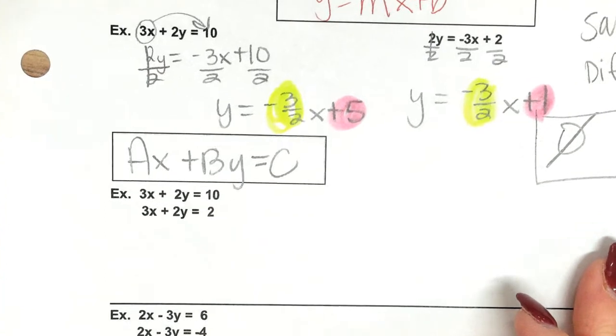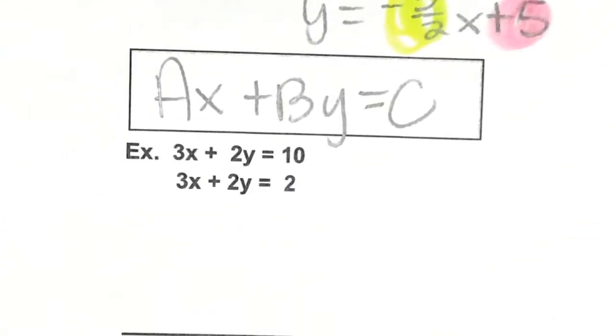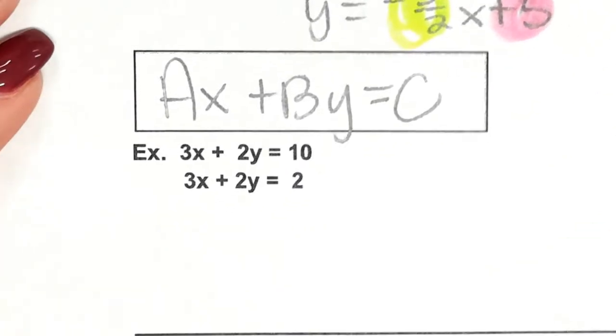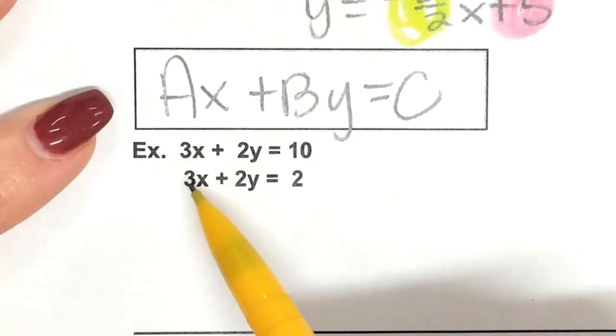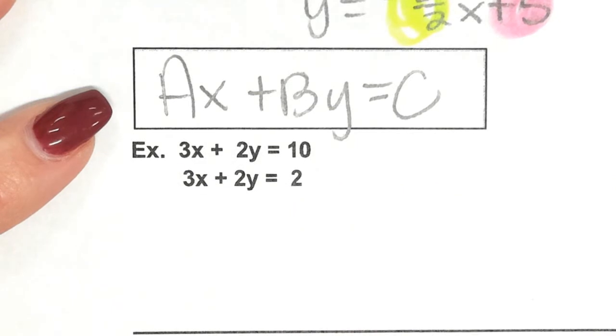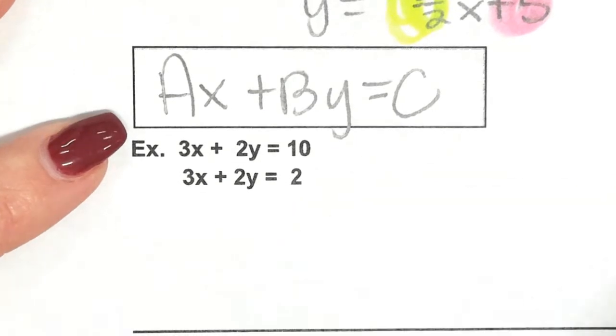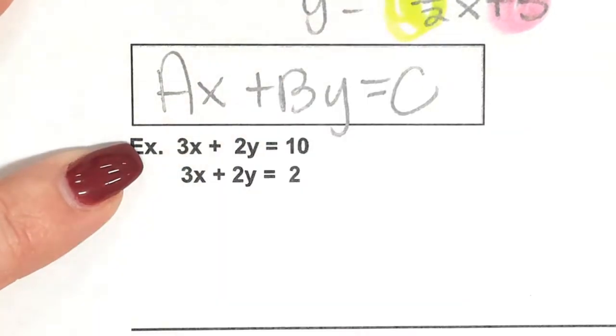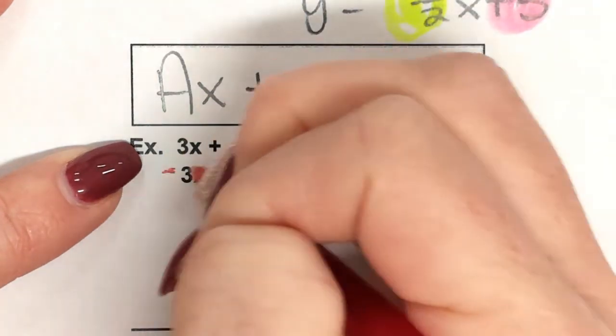Okay, if I wanted to solve this by elimination, what would my first step be? I don't want to divide. I want to multiply one of them by -1. It doesn't matter which one. So I'm just going to change, change. So change.